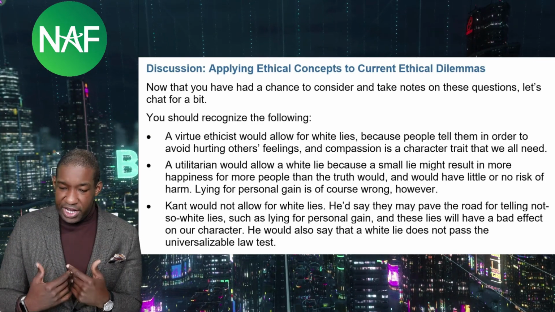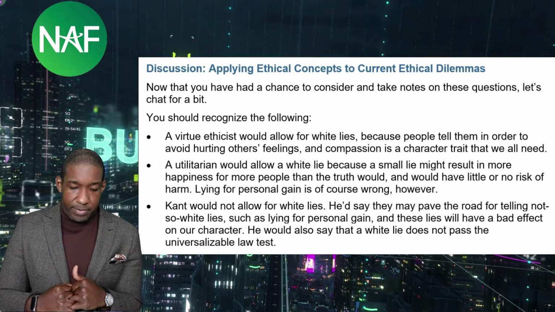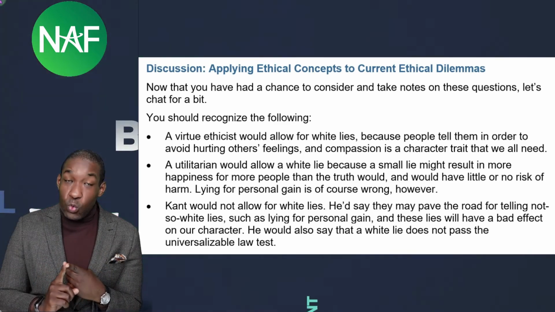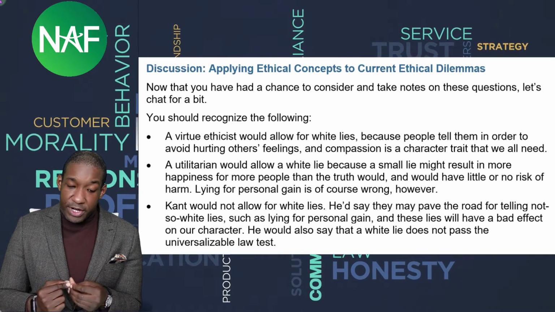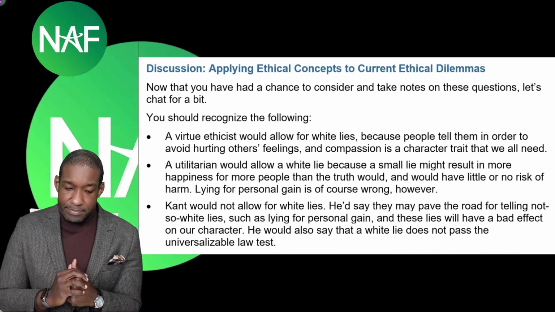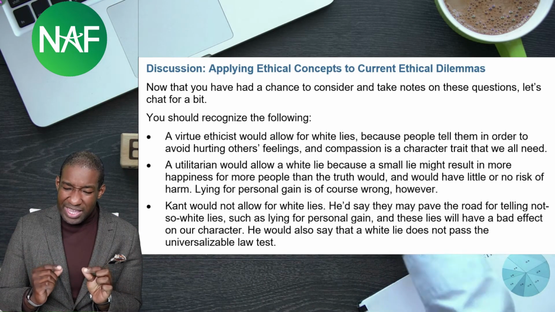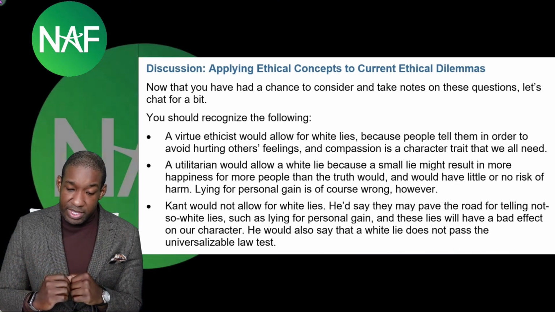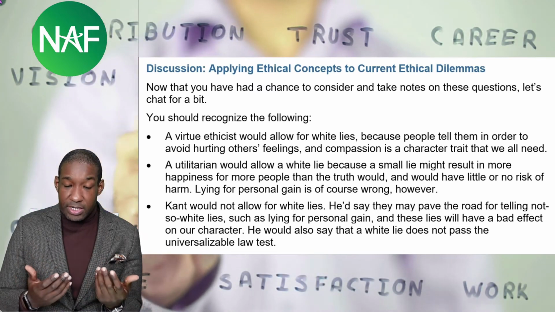Now that you've had a chance to consider and take notes on these questions, let's chat for a bit. You should recognize the following. A virtue ethicist would allow for white lies because people tell them in order to avoid hurting others' feelings, and compassion is a character trait that we all need. A utilitarian would allow a white lie because a small lie might result in more happiness for more people than the truth would, and would have little or no risk of harm.